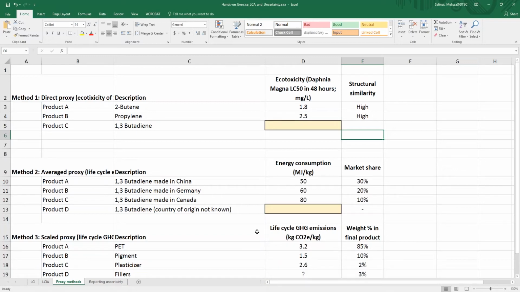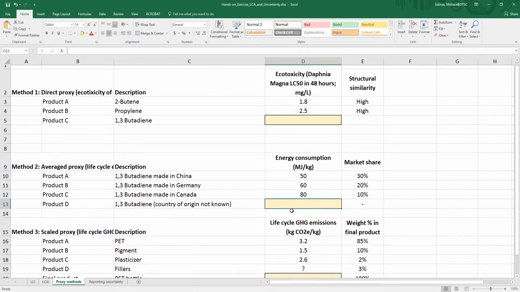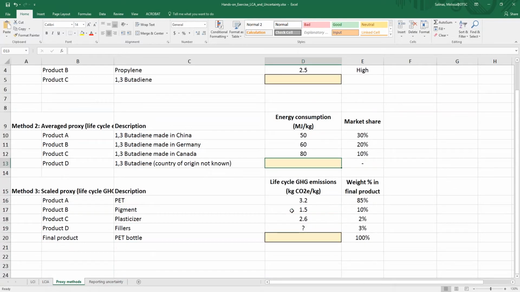And then method 2, average proxy. These are the market share values, 30%, 20%, 10%, and we know that butadiene is made in China, Germany, and Canada, and basically the input that we are receiving, we don't know exactly where it's manufactured. So in this case, we can use the market share as the weighting factor to come up with the energy consumption information of the butadiene that we are receiving, for example. This is basically what method 2 is talking about.